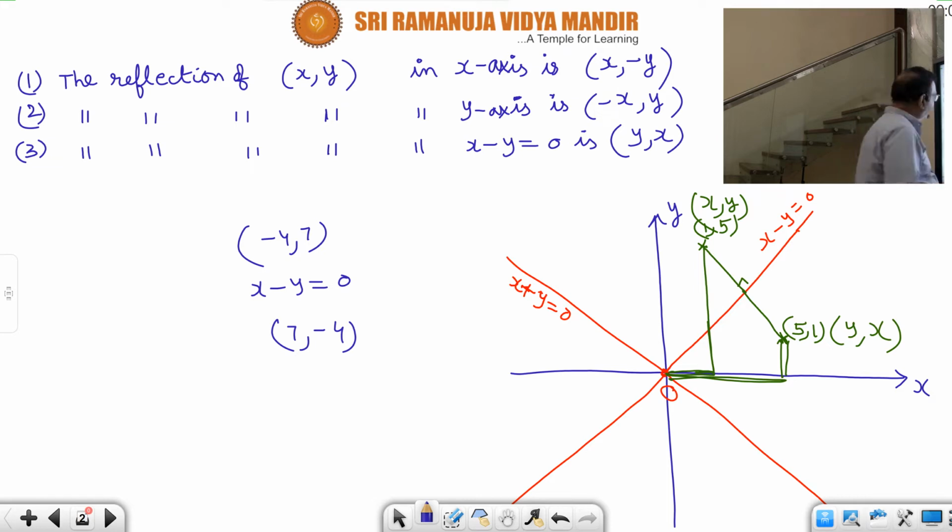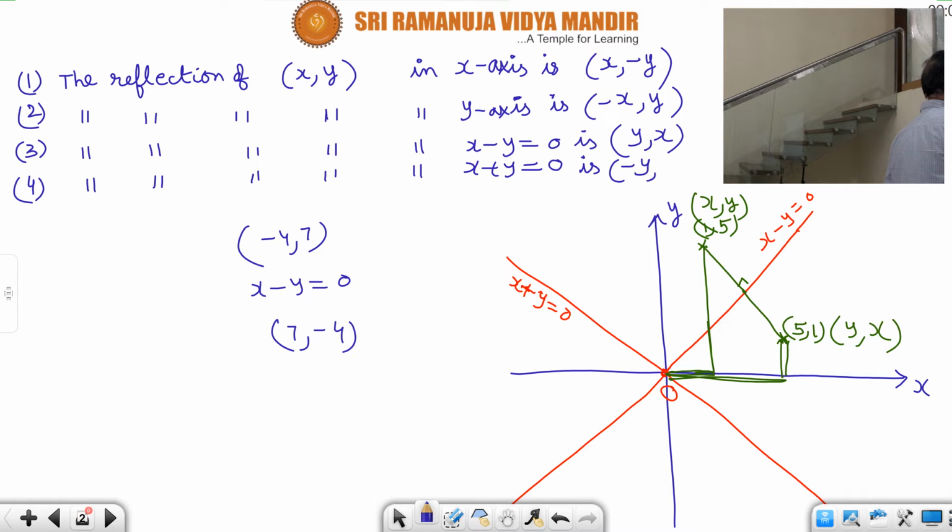Okay, just interchange. Now, can anybody guess the reflection of x comma y in the other angular bisector, x plus y is equal to 0? Minus y comma minus x.